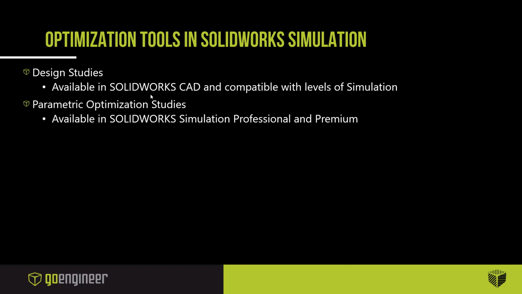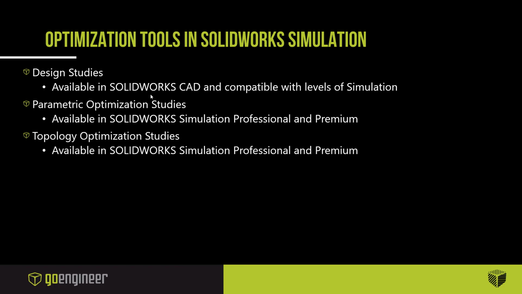This specifically, a parametric optimization study, is available in SOLIDWORKS Simulation Professional and Premium. So you don't get this with SOLIDWORKS Premium or Simulation Standard, even though those tools do have simulation tools in them. And finally, we have topology optimization studies. Just like parametric optimization, this type of study is available in SOLIDWORKS Simulation Professional and Premium. Now, let's begin talking about these tools in depth.